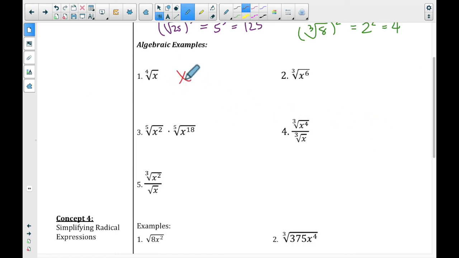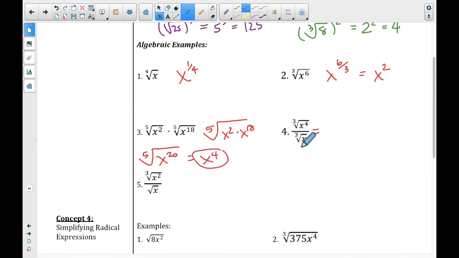This x to the 4th root of x, we could write it as x to the 1/4. This one we could write as x to the 6 over 3, which is x squared, or 6 divided by 3 is 2. Now, this one, they're both the same root, so that's helpful. That means that we can now multiply x squared times x to the 18th. And x squared times x to the 18th is x to the 20th. And so now 20 divided by 5 is 4.